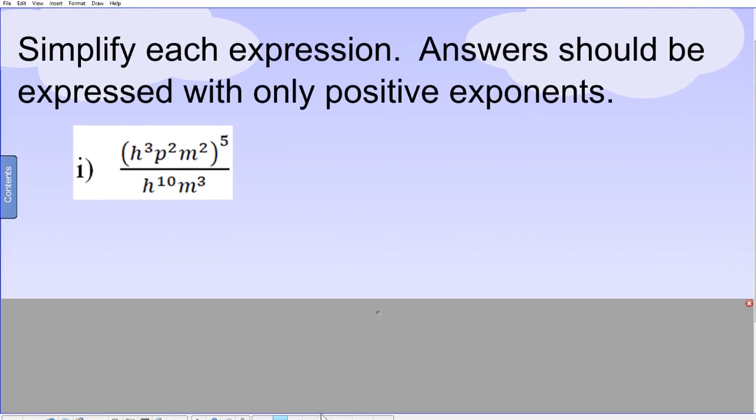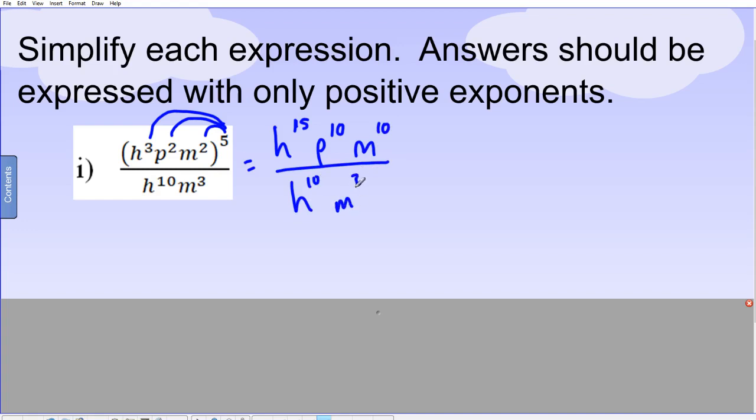So the first thing, it's the same first step I've done in the previous couple examples. I'm going to distribute the exponents on the top to get rid of those parentheses. So this becomes h to the 15th power, p to the 10th power, m to the 10th power, all over h to the 10th m cubed. So nothing happened on the bottom. They stayed exactly the way they were before.